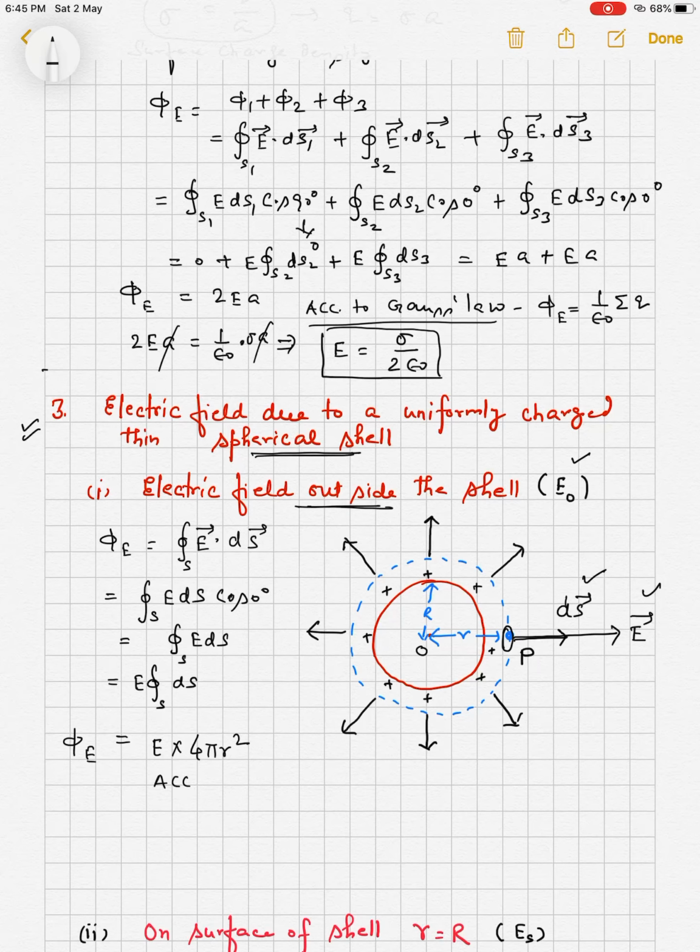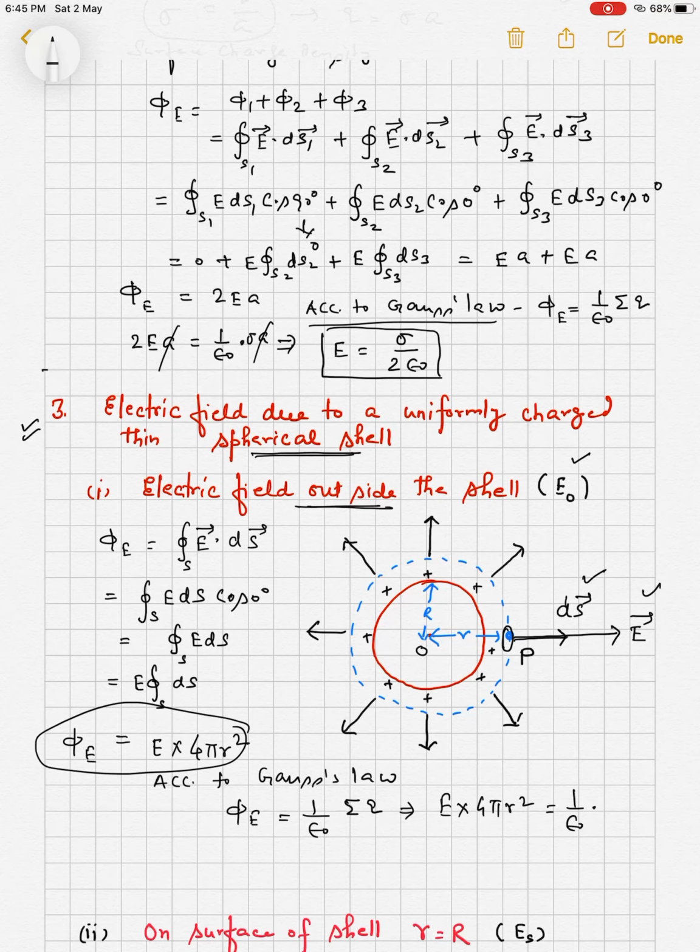Now according to Gauss's law, this phi E is equal to 1 upon epsilon naught times sigma q. So phi E is here E into 4 pi r square. This is equal to 1 upon epsilon naught times the charge enclosed by the Gaussian surface. The charge is q. So E is equal to 1 upon 4 pi epsilon naught q by small r square.